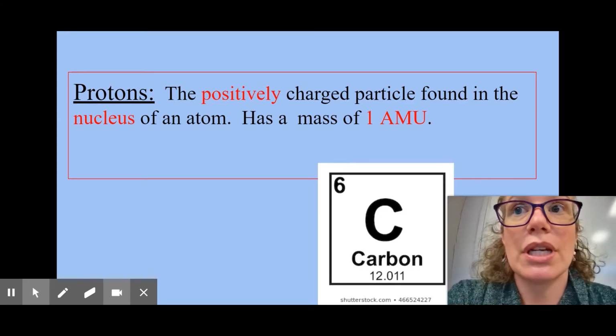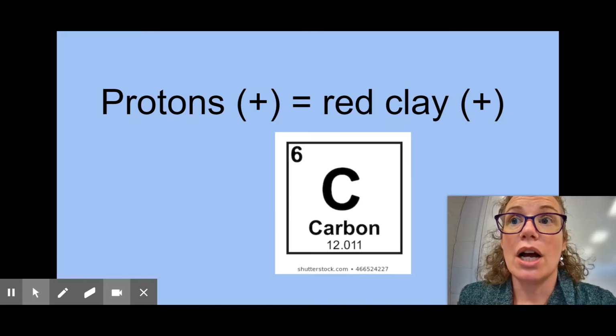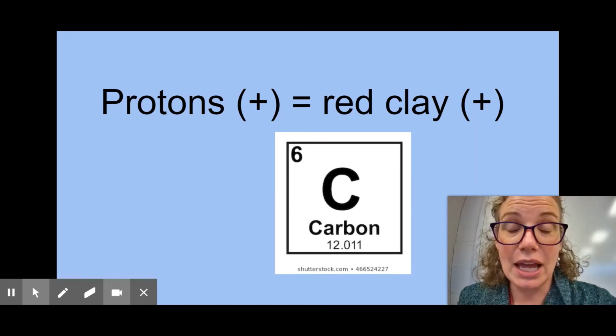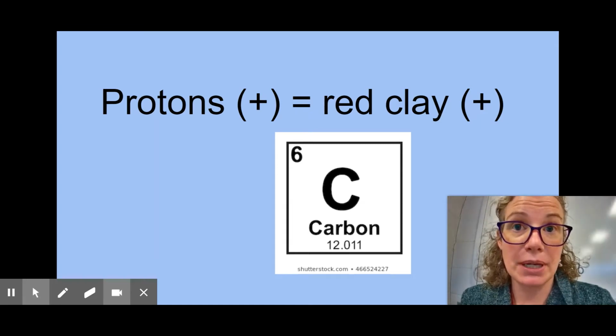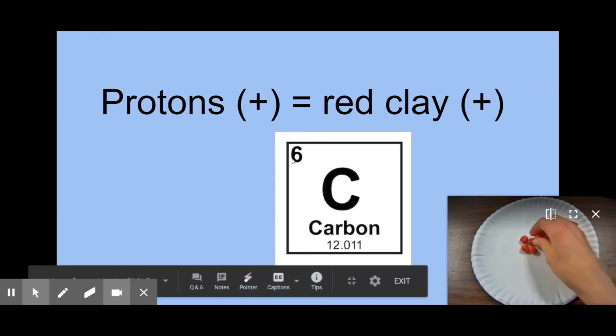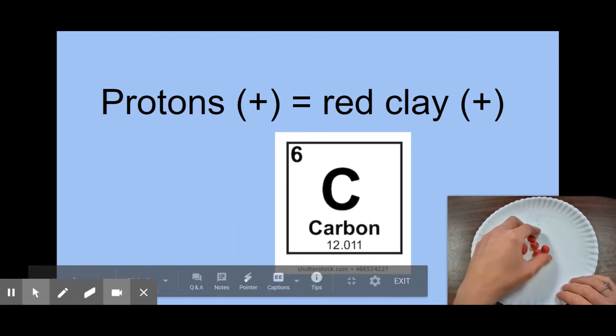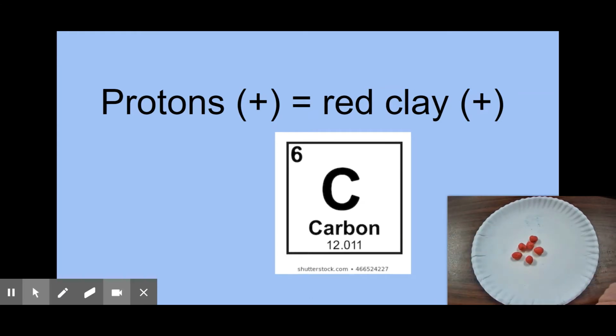So what we are going to do is represent carbon with clay and a paper plate. Here we have an image, and this is going to represent our atom. Since we're building carbon, we want it to have 6 protons because the atomic number right here is 6. And they go in the nucleus, which is the center of the atom.